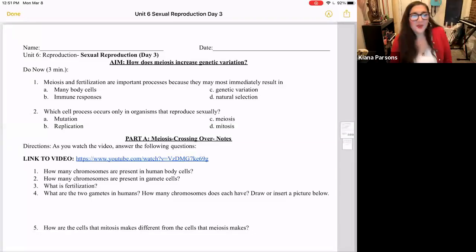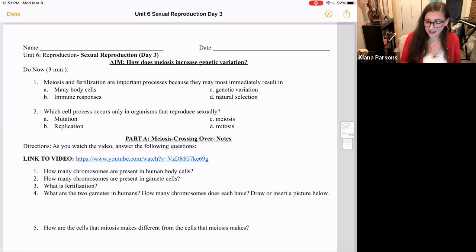Hello and welcome to Unit 6, Sexual Reproduction, Day 3. So today we're answering the question, how does meiosis increase genetic variation? And this is a complex question with a complex answer.